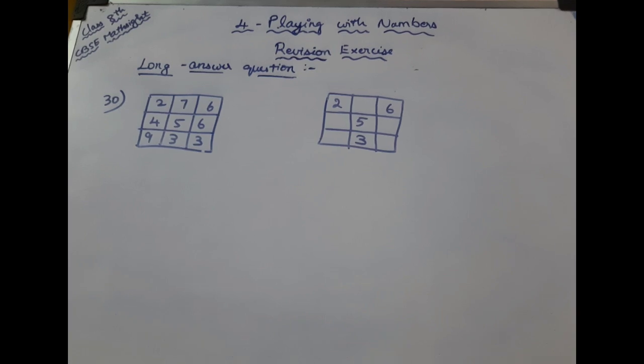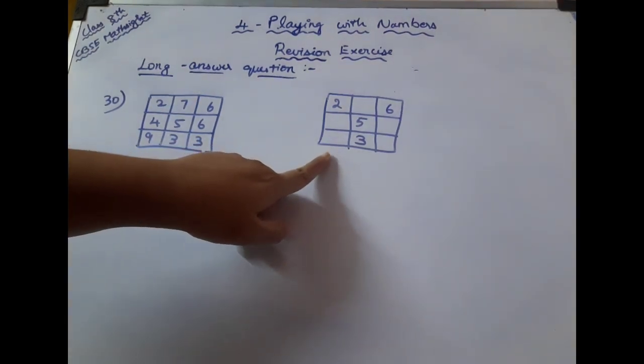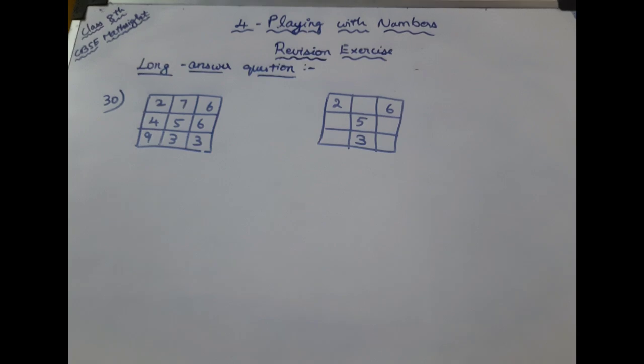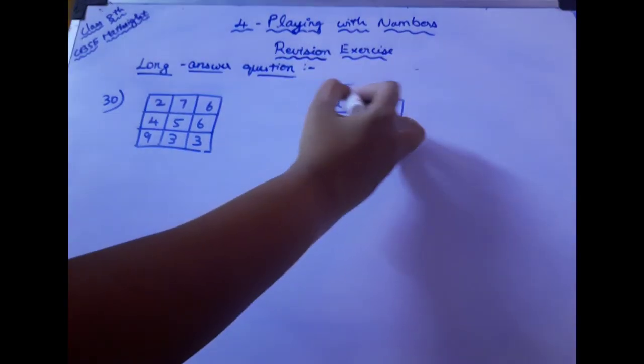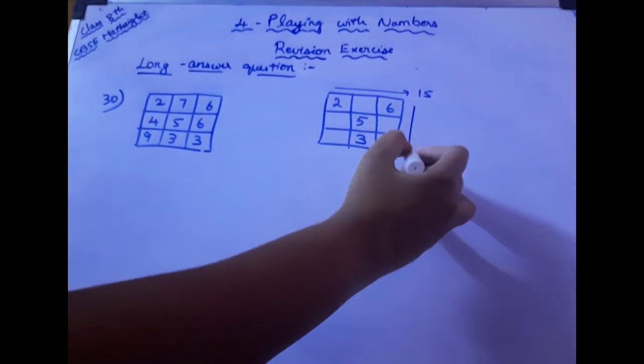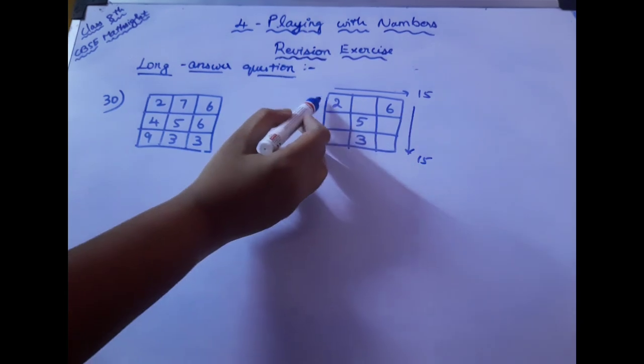We will see the last sum in revision exercise of chapter 4, 30th sum. Rohit needs to solve the magic square shown alongside, such that every row, column and diagonal add up to 15. So the given magic square is here. So each side we should be getting 15. When we add the values, we should be getting 15, and along the diagonal also.